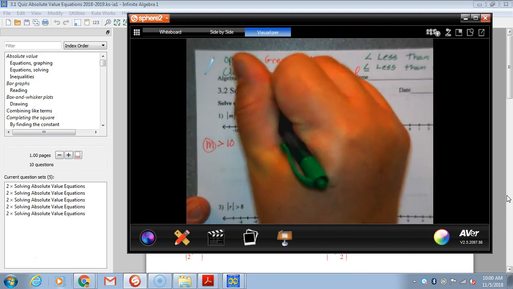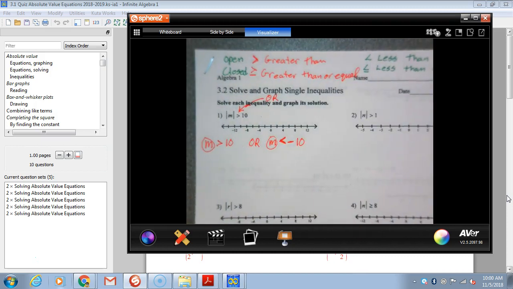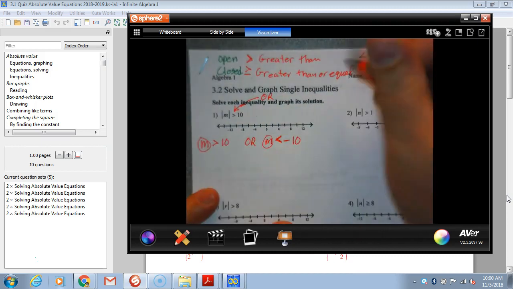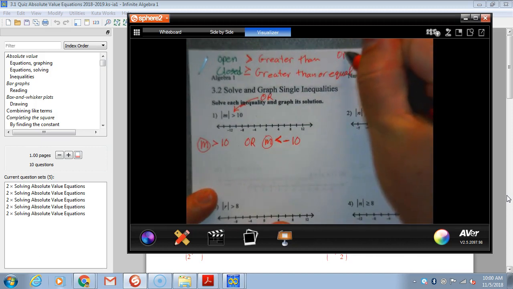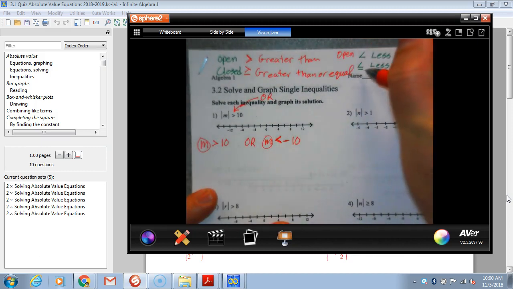It's a closed circle. And same with the less thans. It's going to be an open circle, and the less than or equal to are going to be a closed circle.